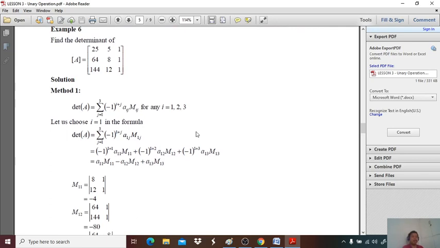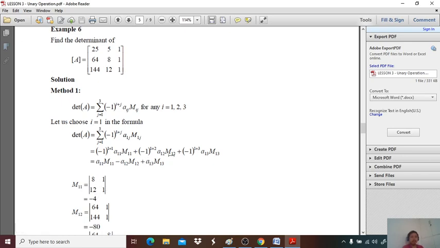A_ij, then M_ij, or the minor. So what is the minor? Let's say M11. M11 is the determinant of the resulting submatrix after deleting row 1 and column 1. So that is 8, 1, 12, 1. M11 is just the determinant of this submatrix. So this is for M11: 8, 1, 12, 1. So that is negative 4.